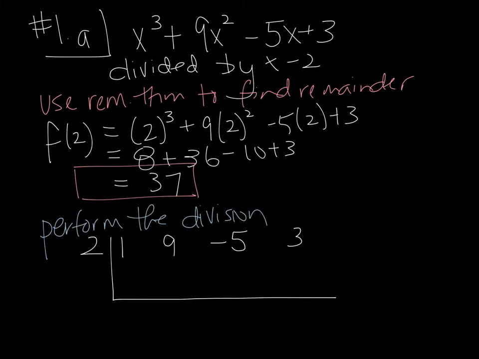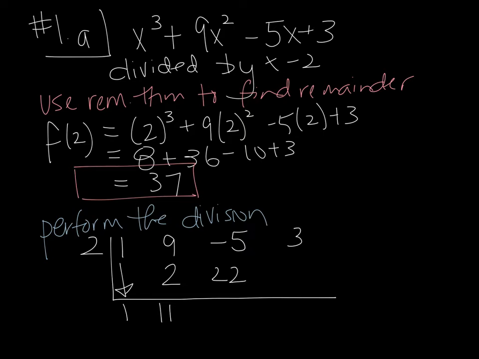We need to arrange our synthetic division so that we're in decreasing powers of x. So 1x cubed plus 9x squared minus 5x plus 3. And we can leave the variables off. Now we're going to perform the division. So we just bring down the 1. 1 times 2 is 2. We're adding the 9 and the 2 to get 11. 2 times 11 is 22.